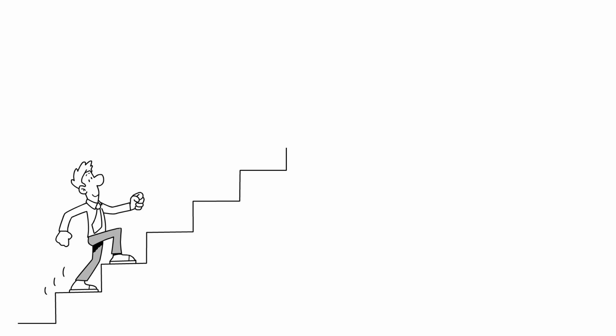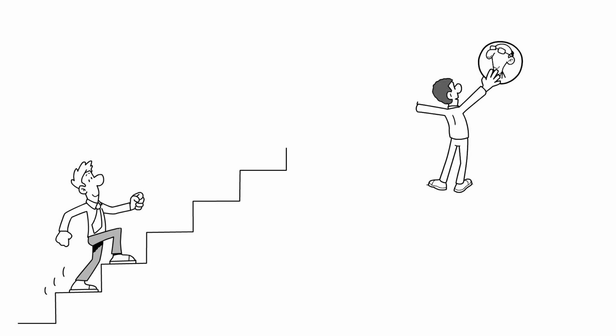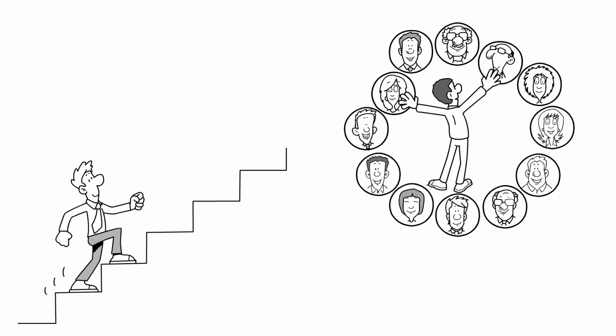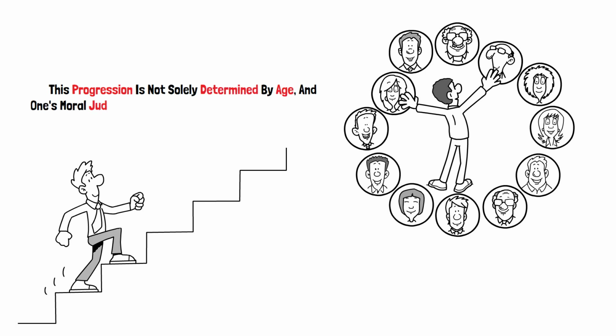It should be emphasized that not all individuals attain the post-conventional stage of moral development, according to Kohlberg's theory. The theory proposes that people advance through these stages as they grow older and encounter various people and different moral dilemmas. This progression is not solely determined by age, and one's moral judgment can differ across different situations.